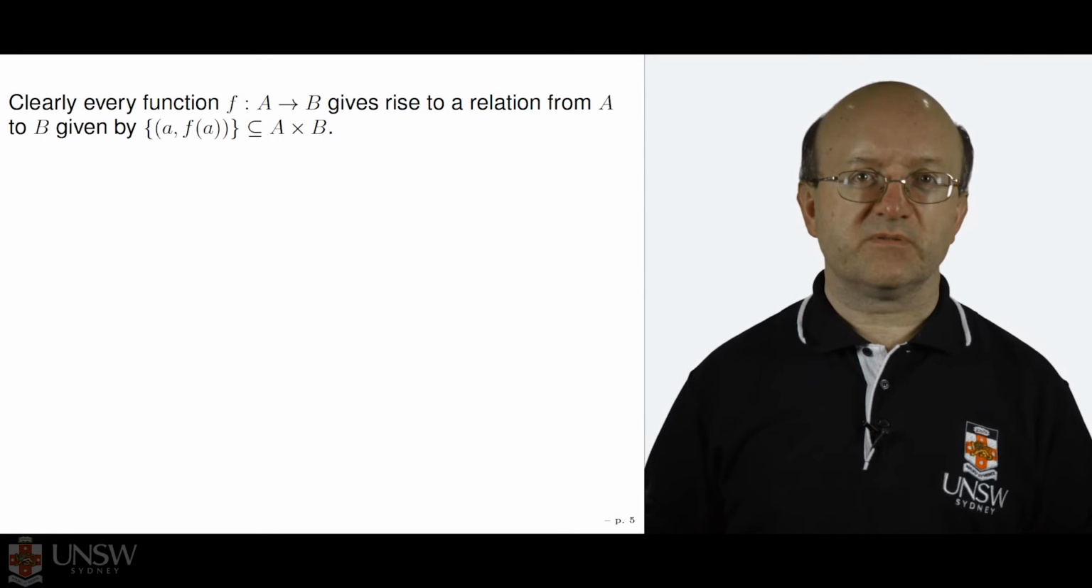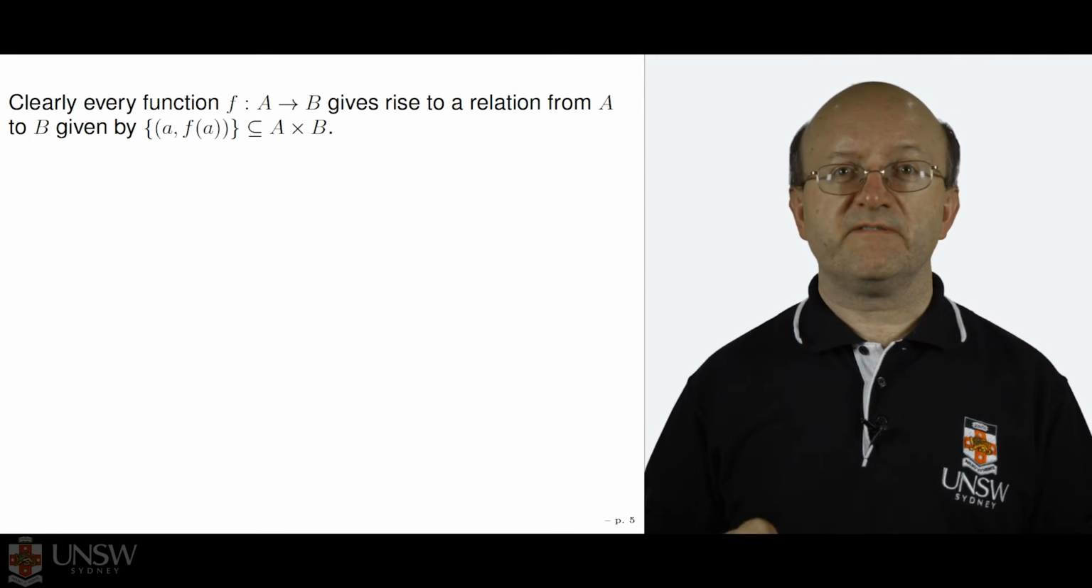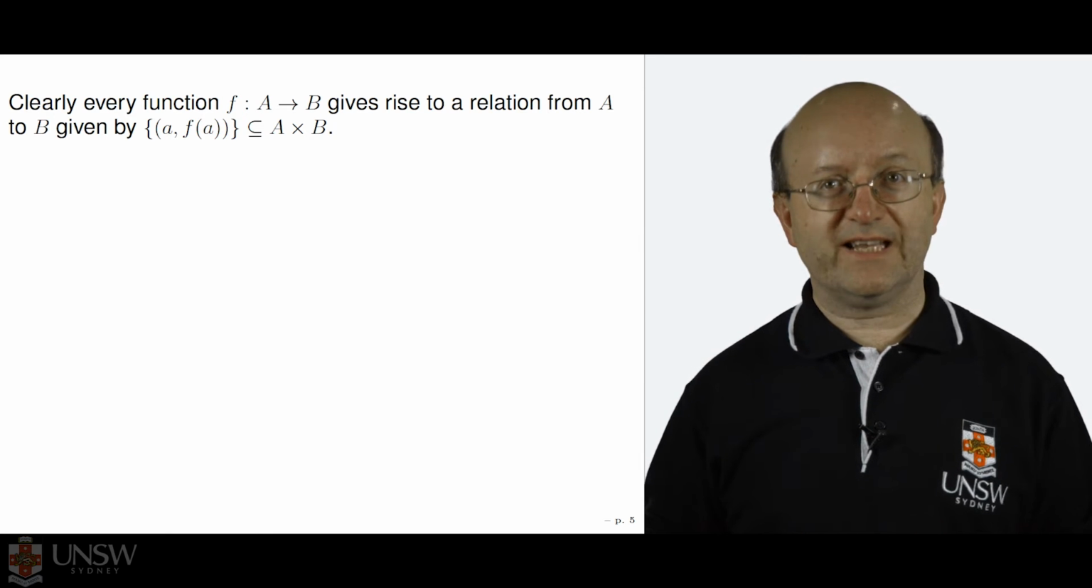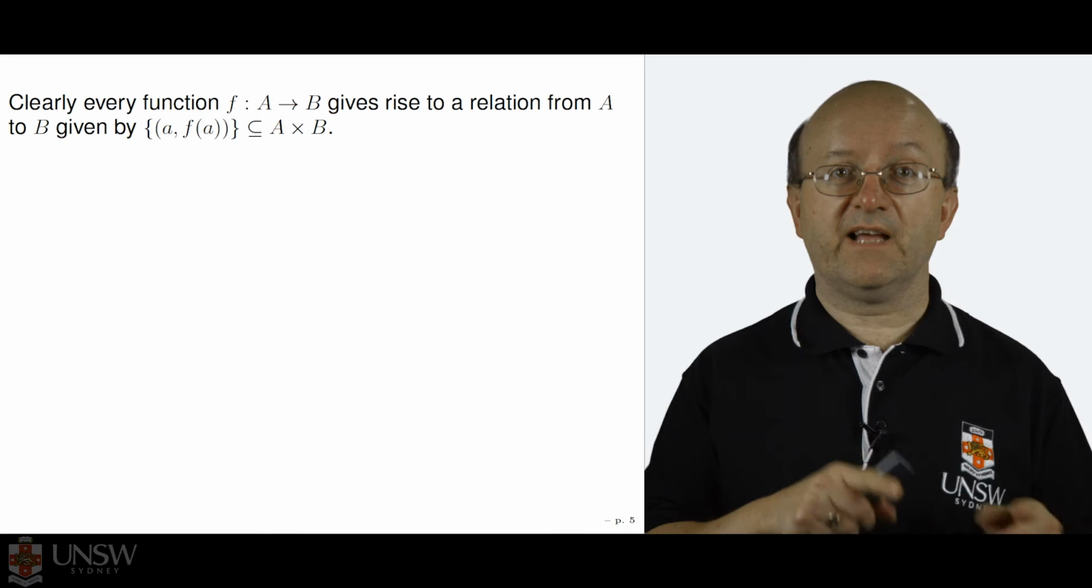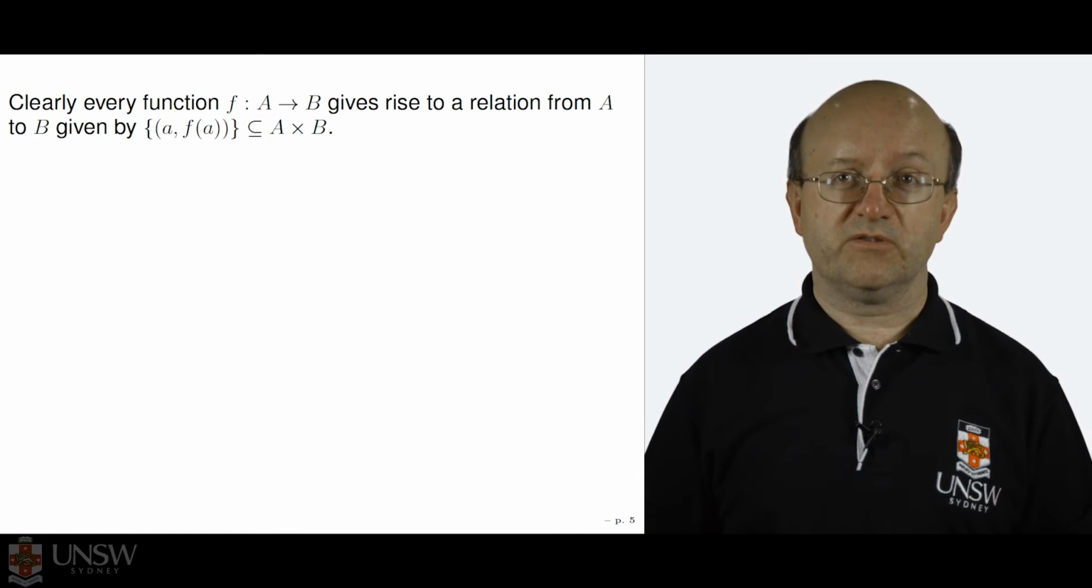Well, let's look at some examples. And the first one is that every function f from A to B is going to give me a relation from A to B. You just take the subset of A cross B given by the ordered pairs (a, f(a)). That's a relation from A to B.